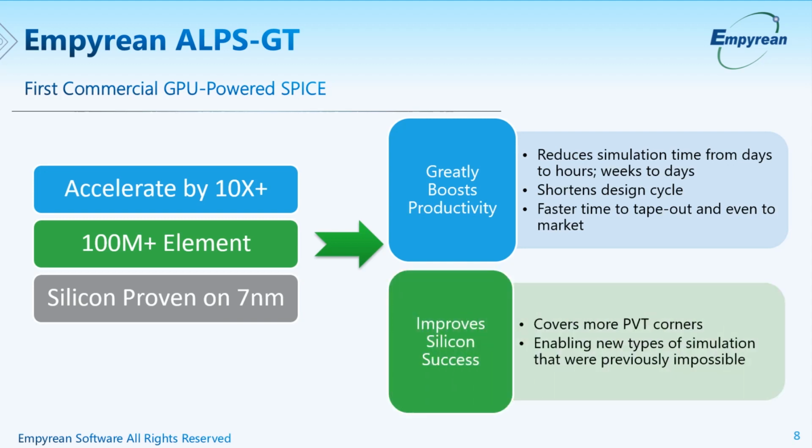Another thing ALPS-GT can do is greatly improve silicon success. Because you can run the simulation in much less time, you can cover more PVT corners before tape out, which can give the designer more confidence. And also with 10x speed up, you can enable some new types of simulation that were previously impossible.